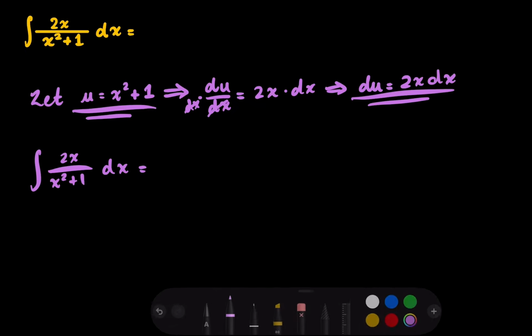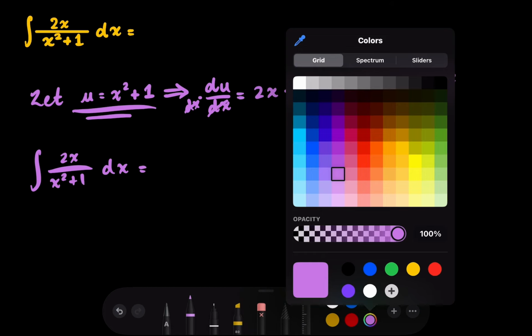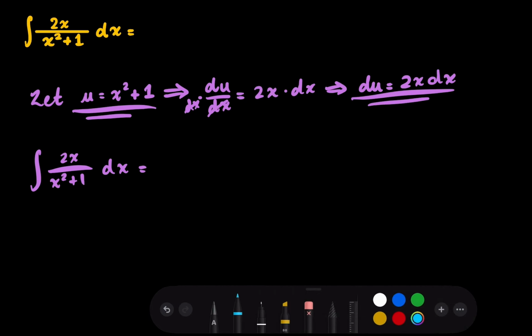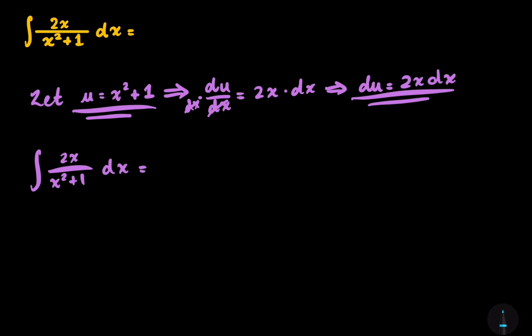Actually, I'm going to change colors just to brighten up this page a little bit. Let's take this blue maybe. Yeah, I think that's a nice color. So over here we have an x squared plus 1 in the denominator. But what is x squared plus 1? X squared plus 1 is just u, right? U is just x squared plus 1. So we can rewrite this as the integral of 2x over, in the denominator we used to have an x squared plus 1, but now we just have a u.